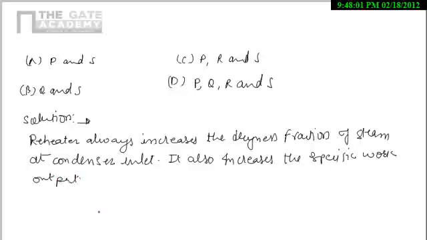So on the basis of this statement, the correct answer is B, Q and S. Q: always increases the dryness fraction of the steam at condenser inlet, and S: always increases the specific work output. So the correct answer is B, Q and S.